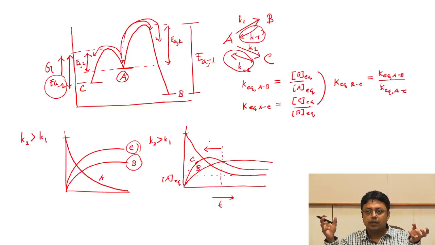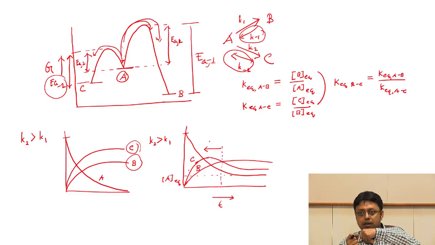Now as C and B are forming more and more, they can also go back because there is a reversibility imposed in the reaction. Now C can go back to A very easily, and A can also go to B, but the B to A back reaction is not so favorable because the activation barrier is very large.